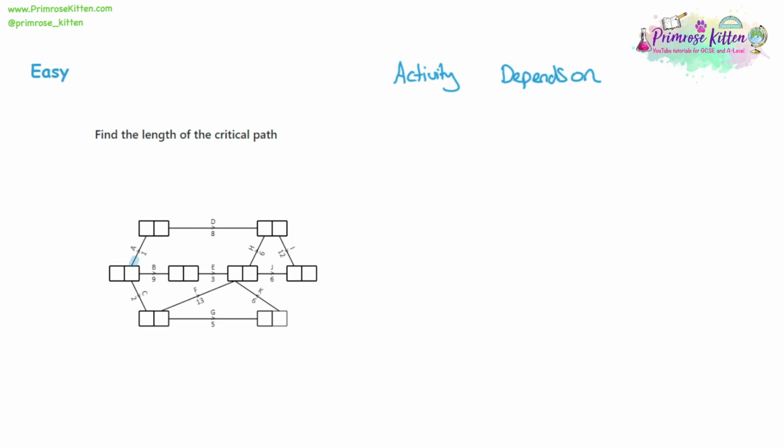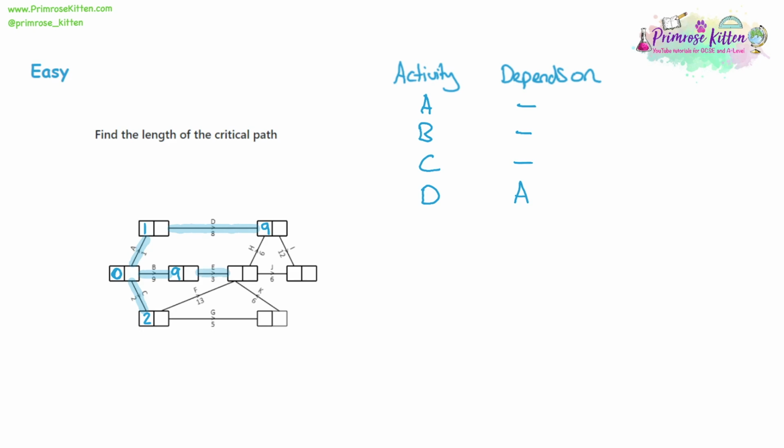So let's look at activity A, B, and C first because they have no dependence. We know that because they all start at the start of the graph, which is 0. A adds on 1, B adds on 9, and C adds on 2. Moving on to D, D adds on 8, so 1 plus 8 is 9, and D depends on the one before it, which came from the A.